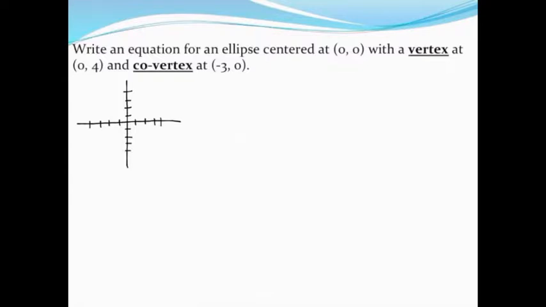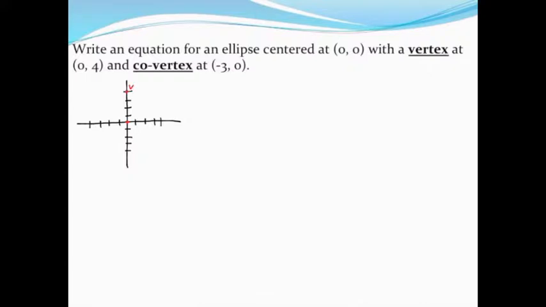So there's my sketch of my graph. Let's see what they tell me. They give me the center of the ellipse. This ellipse is centered at the point 0, 0 at the origin. They tell me the vertex, one of the vertices at least, is at the point 0, 4. So up here, and I'll label that V for vertex.